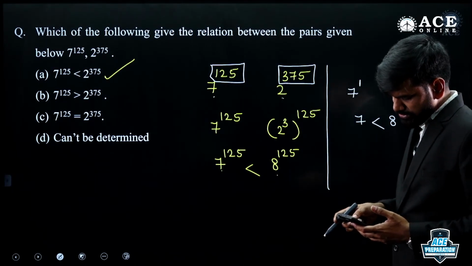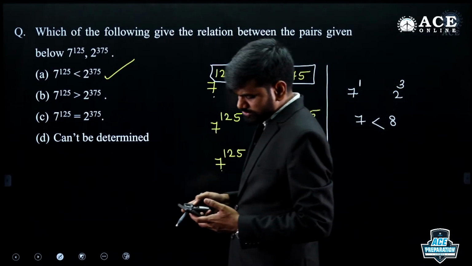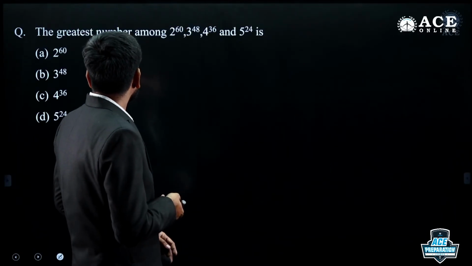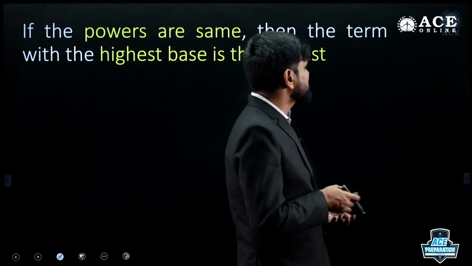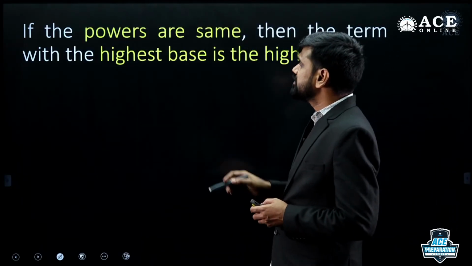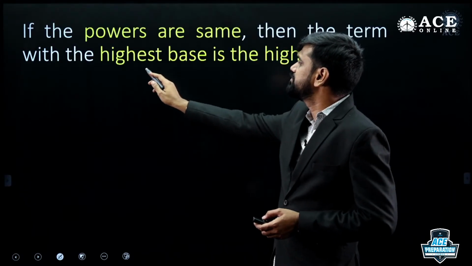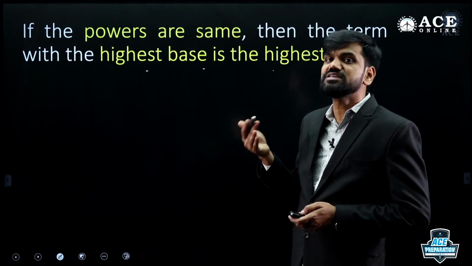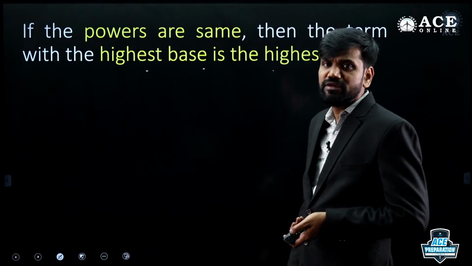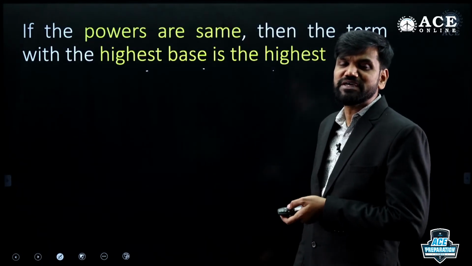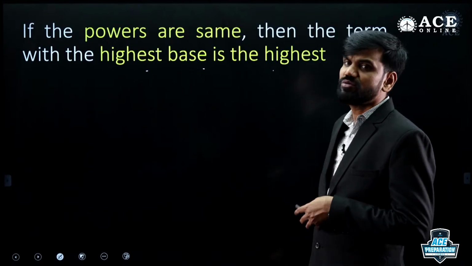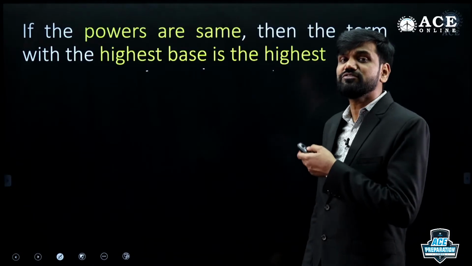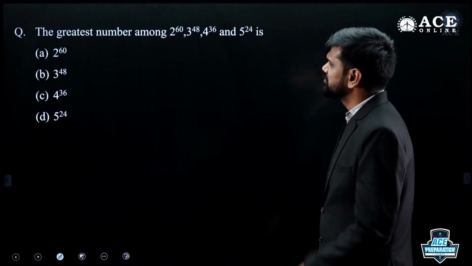Right? No doubt. Shall I move on to the next one? Let us see the next problem. So this is what I have written over here. Everything is same. I just have written the point here. If the powers are same, then the term with the highest base is the highest. When the powers are not same, we will try to make them same by some process. What is the process? We will try to remove the powers by dividing them with the HCF of the powers that are available. Let me show one more.